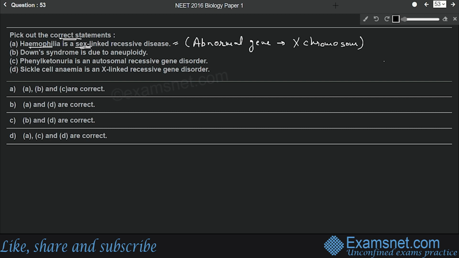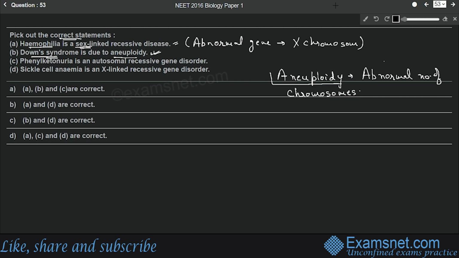Now the second statement says Down syndrome is due to aneuploidy. So this is also correct. What is aneuploidy? It is a condition of having an abnormal number of chromosomes. Okay, let's write it down here. Aneuploidy. It means having abnormal number of chromosomes in a haploid set of chromosomes.